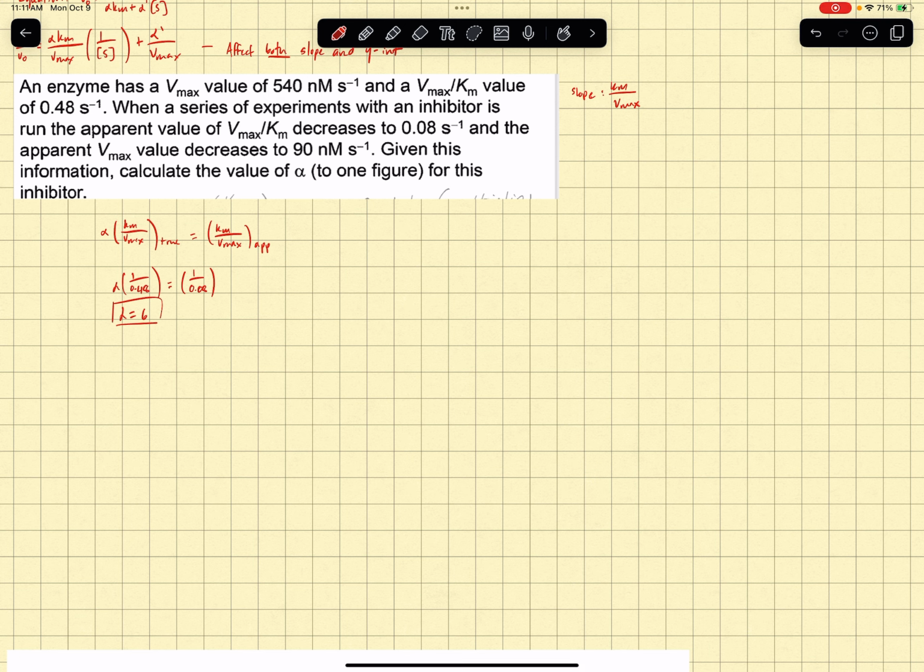In the next question, he'll ask you to do the same thing, but you'll calculate alpha prime. Alpha prime will also be 6, and this is something that I forgot to mention before when I was talking about non-competitive inhibition. The type of non-competitive inhibition where the x-intercepts will be the same on the graph is called pure non-competitive inhibition, and that only happens when alpha and alpha prime equal each other. And I think that's pretty rare.